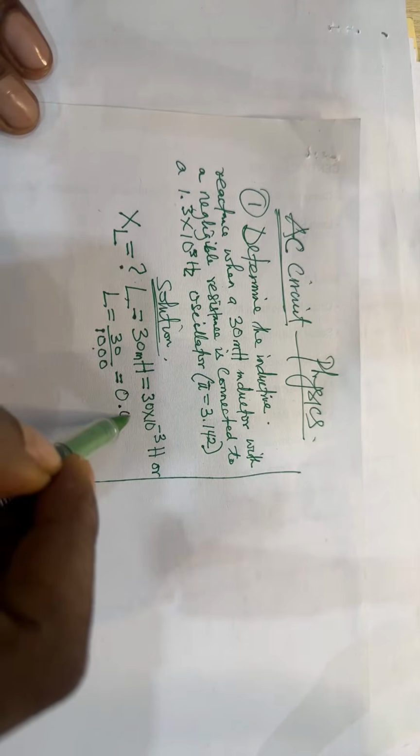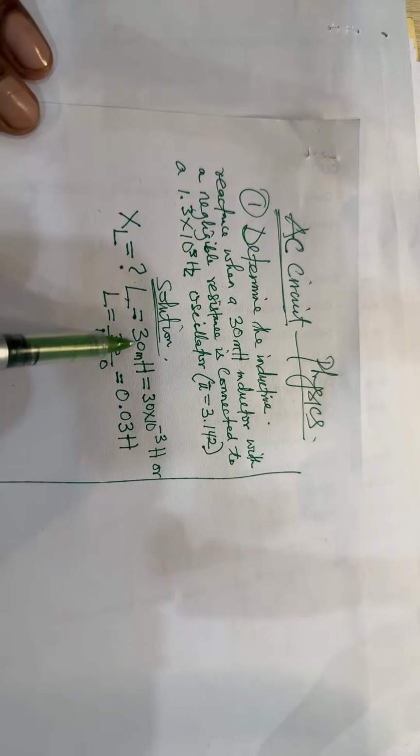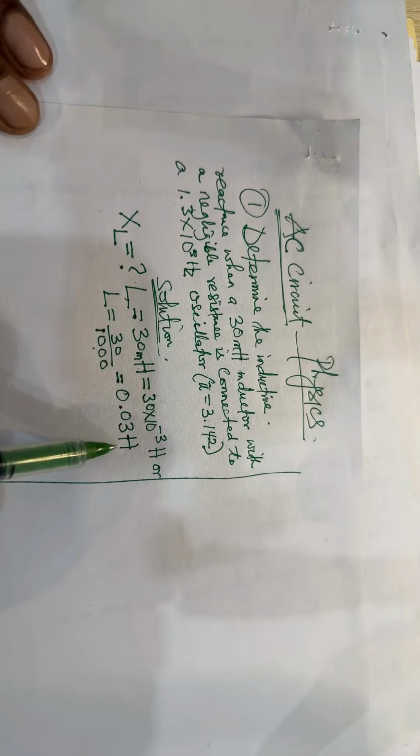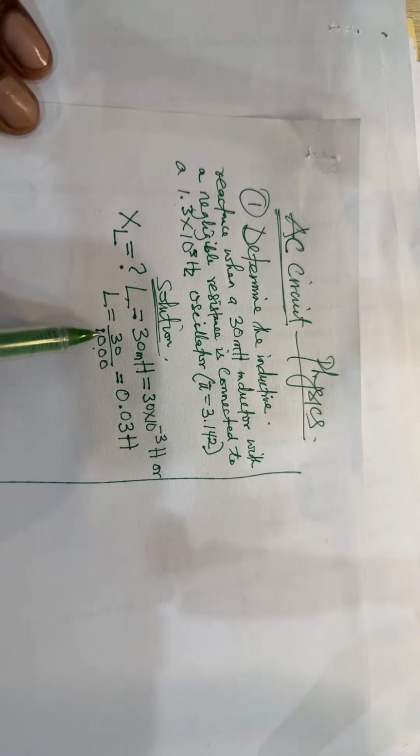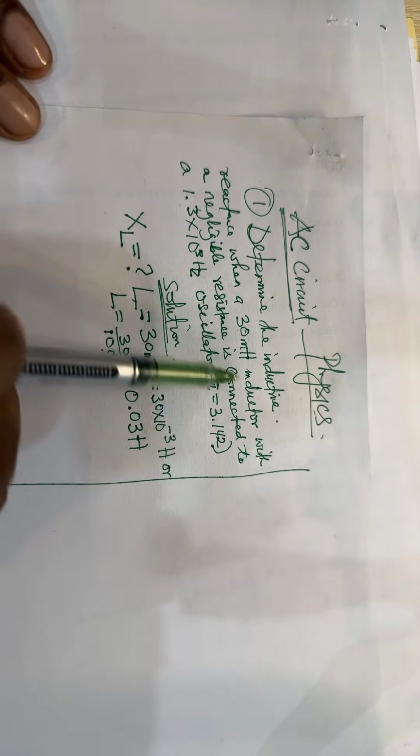0.03. So we just converted from millihenry to Henry. Milli is 10 to the power of minus 3, which is the same as dividing by 1000. So he divided this number by 1000 and he gave you this one. It's pretty simple. So let's read through the question again.